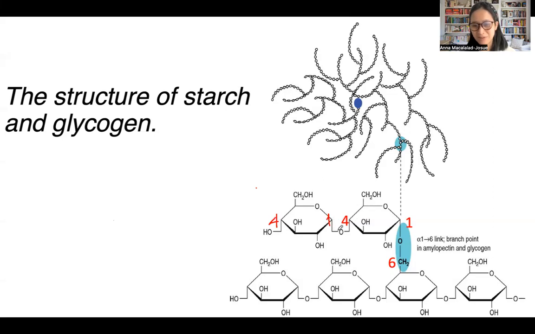So alpha is this one, alpha. Okay? And then you have a branch point, no? Which is from your alpha 1, carbon 1, and carbon 6. So when the glucosidic bond is between carbon 1 and carbon 6, the chain branches. Okay?